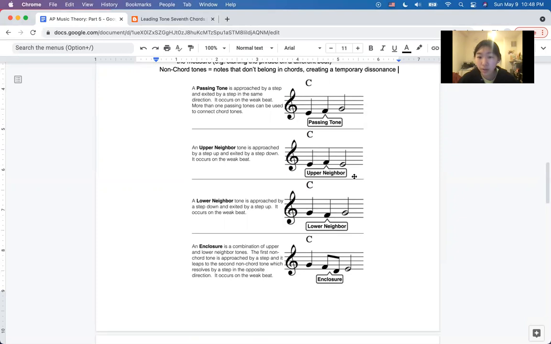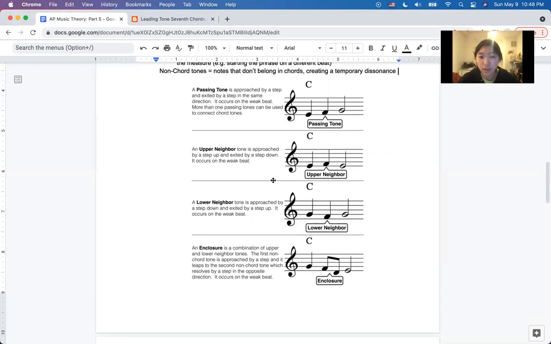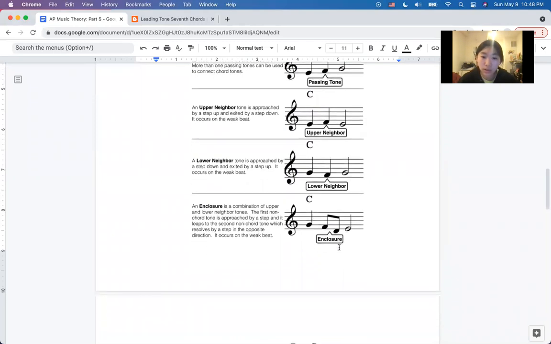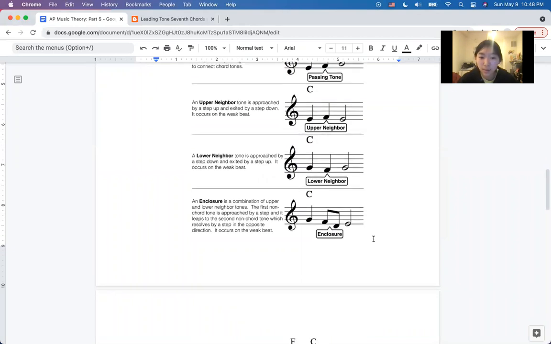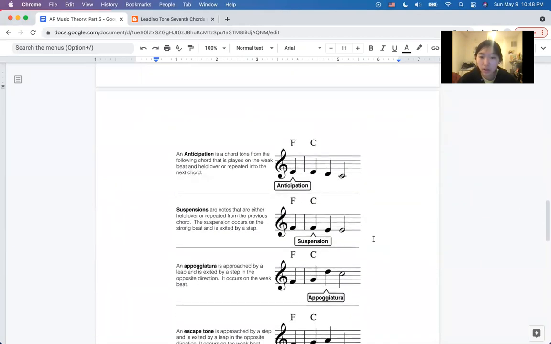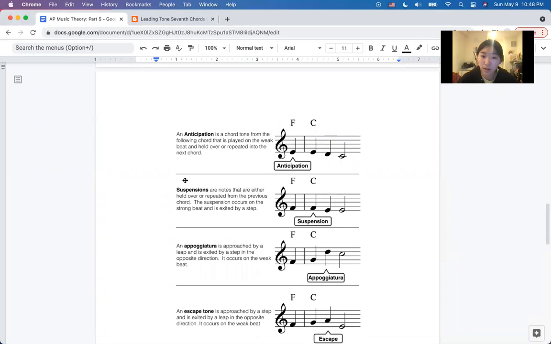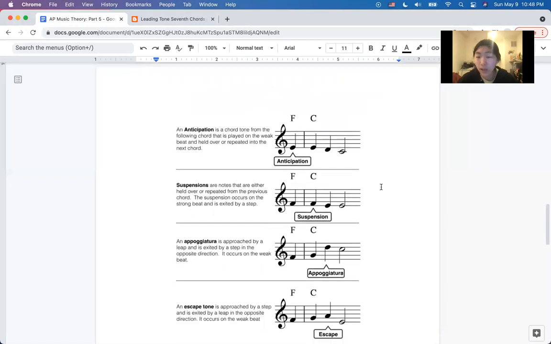And you can also have neighbors, which means for an upper neighbor, it's 1 step above the 2 chords you're trying to connect. So a lower neighbor would be the opposite, and here's an enclosure. This one isn't actually used too often on the AP, but it's good to know. There are actually so many non-chord tones, but you have to know most of these. For suspensions and for anticipations, these are supposed to be tied over, but they don't really show that here. It can also not be tied over, but you will mostly see it tied over since it's meant to be held.